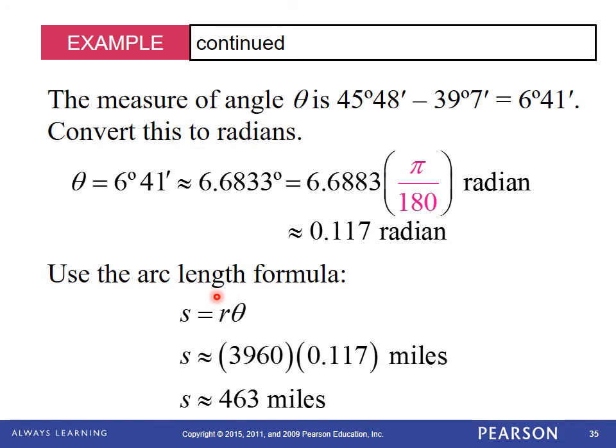And then notice this little arc length formula. That's all we're trying to find. The surface of the Earth, really in a sense, is the outside of the circle here. And so we have the radius of the Earth times the angle measurement between them. So that gives us 463 miles.